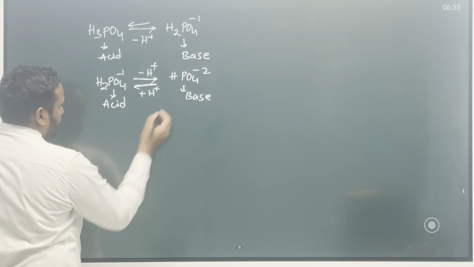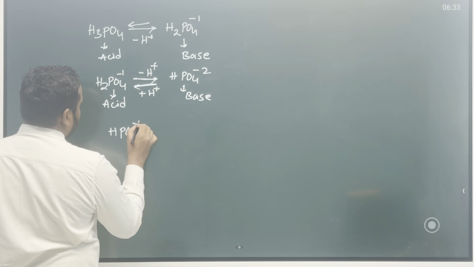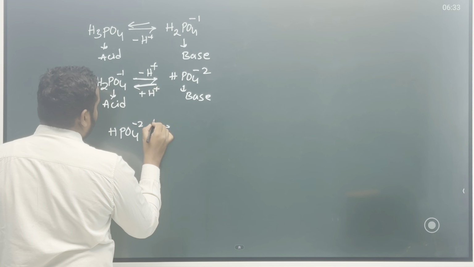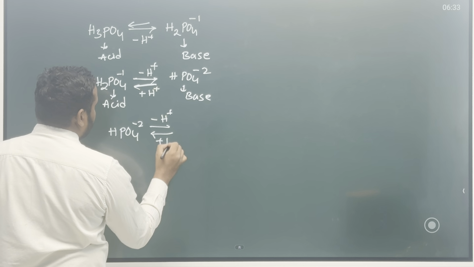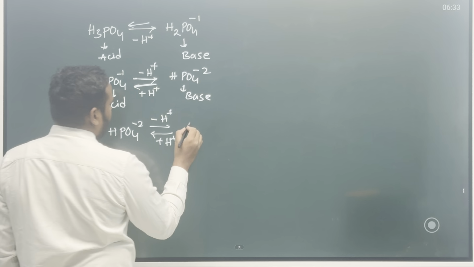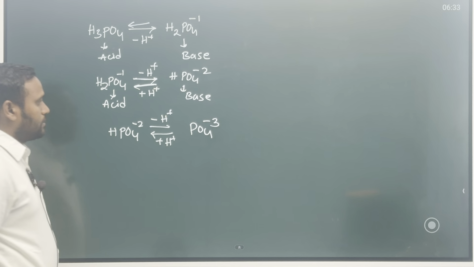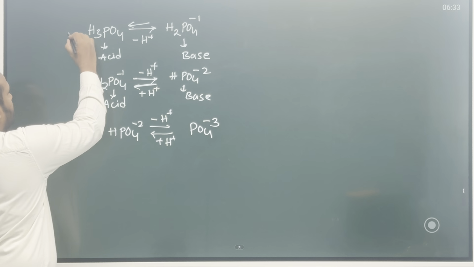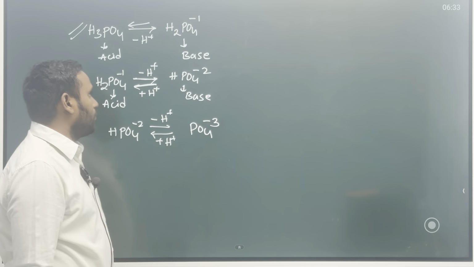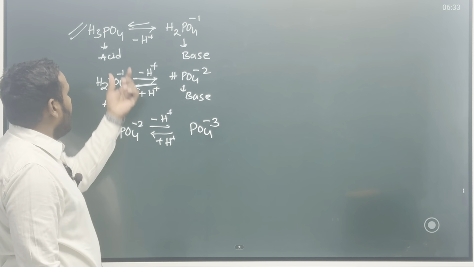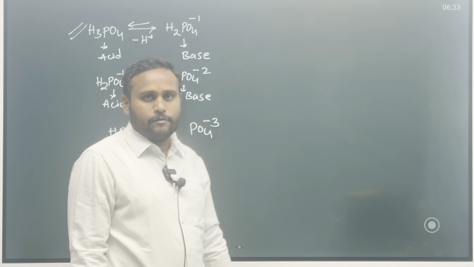Next, the same with HPO4 minus 2. In the forward direction it is losing H plus, in the backward direction it is gaining H plus, giving PO4 minus 3. So now in this, H3PO4 can act as only acid, and H3PO4 and H2PO4 minus are conjugate acid base pairs.